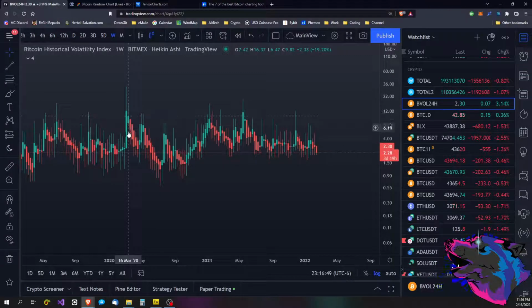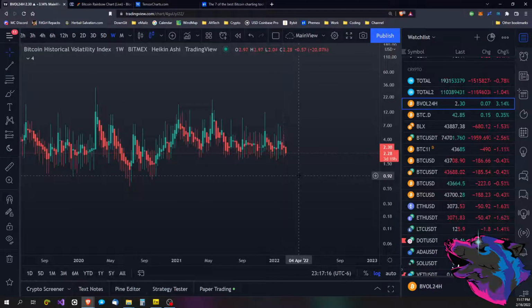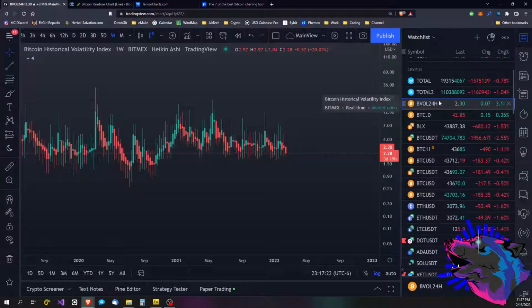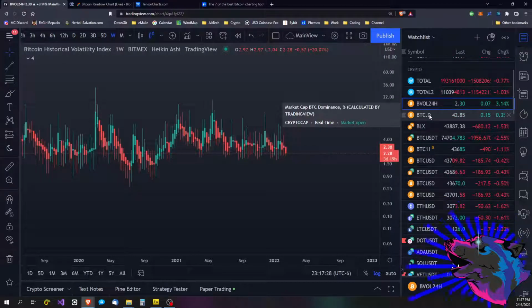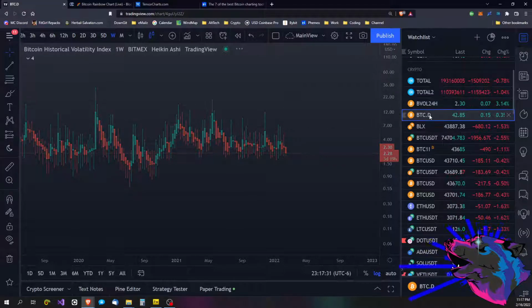You can see obviously big spikes in volatility. Right now we've been pretty much going sideways, so it's actually going down at the moment too. Despite how much everybody says Bitcoin is so volatile, we've really been fairly chill, aside from some spikes July of last year. And obviously if it's going down, it means we are going sideways on the price chart. But that's BVOL24H.